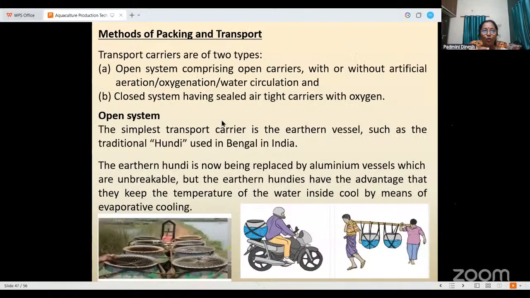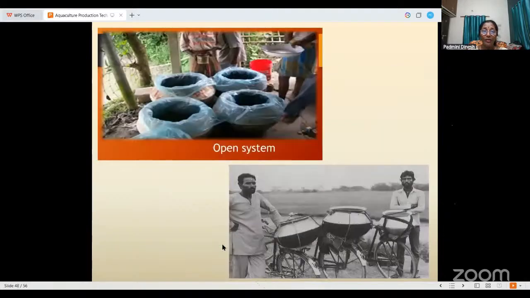Method: two types, open system and closed system. Earlier, the open system was what was being used, and this open system had its own disadvantages also, because of excess of movement in them. They can die, less oxygen. All these can occur in the open system.